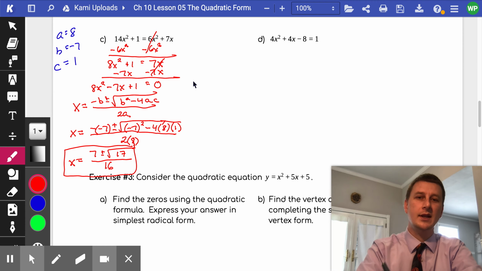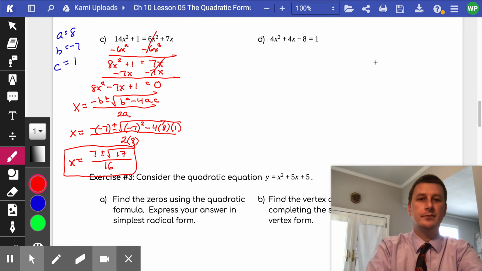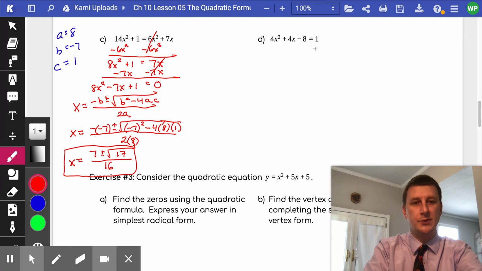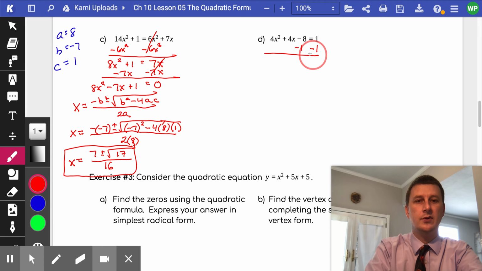Okay. Now in part D, we have 4x squared plus 4x minus 8 equals 1. And again, first thing we want to start off by doing is making this equation equal to 0.